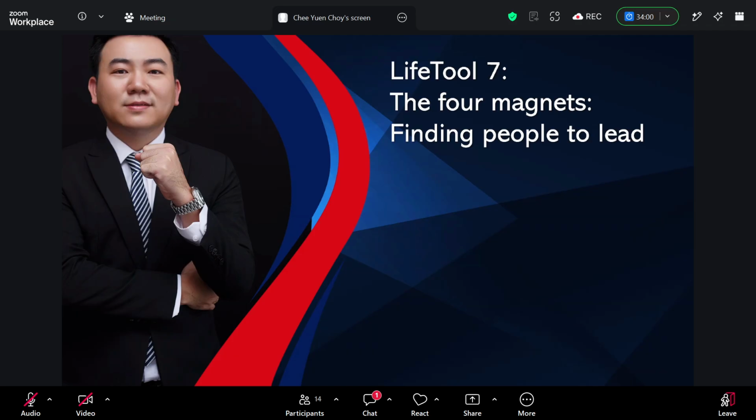The live tool 7, 4 magnets, finding people to lead. This 4 magnets is not plucked from the sky. I think it's extracted from ancient literature or scripture, a very famous one. And inside there, they mention 4 ways to find people to lead. So, do you all still remember what is the definition of leader?